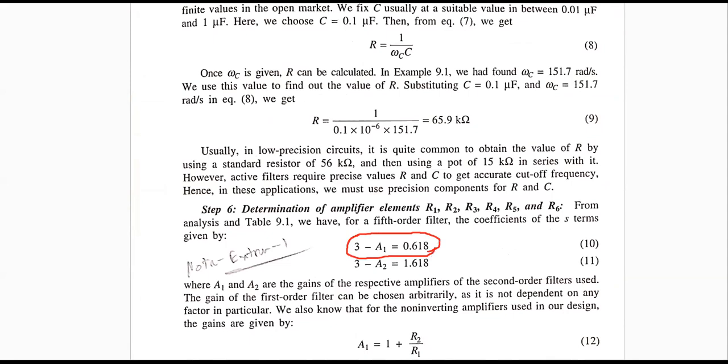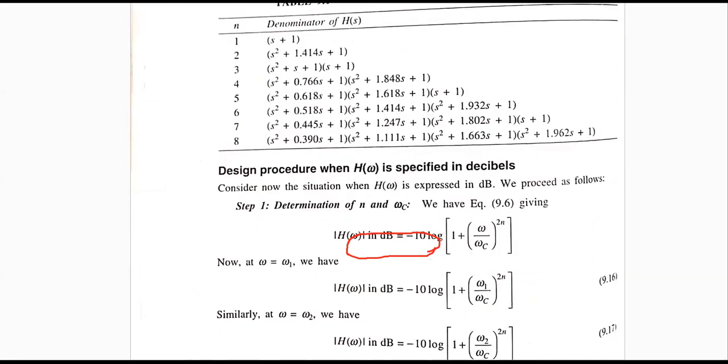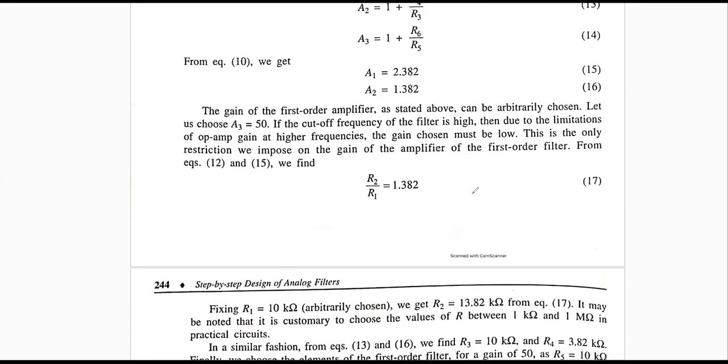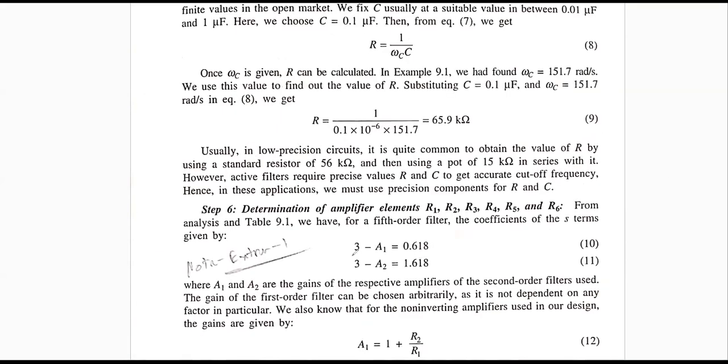If we go back again, what is the second term? The second term is this one. So that means this is the second filter, and for the second filter, you'll see that it is 1.618. That is the gain part. So if you have the gain part like this, then the second term will come here. So this is 3 minus A2, and 3 minus A2 is equal to 1.618.